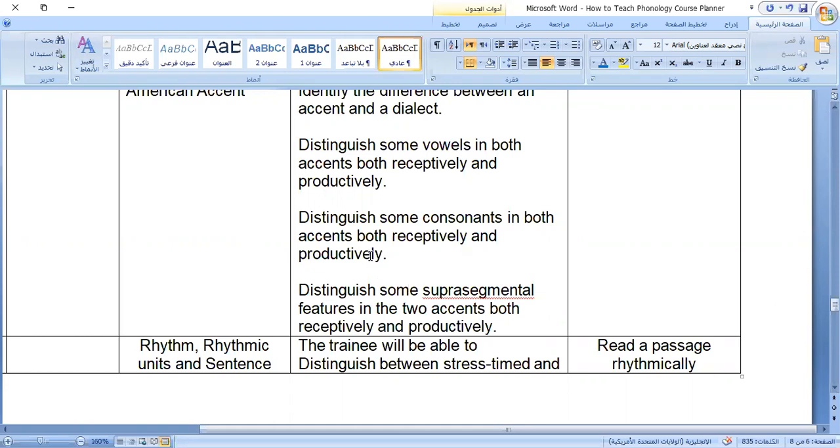Distinguish some consonants and some vowels in both, both receptively and productively. What do you mean by receptively and productively? In speaking and listening, because I want you, when you listen, to identify this is American, this is British accent. Yes, this is correct, but this is American, this is British. Okay, so I should also be familiar with this.